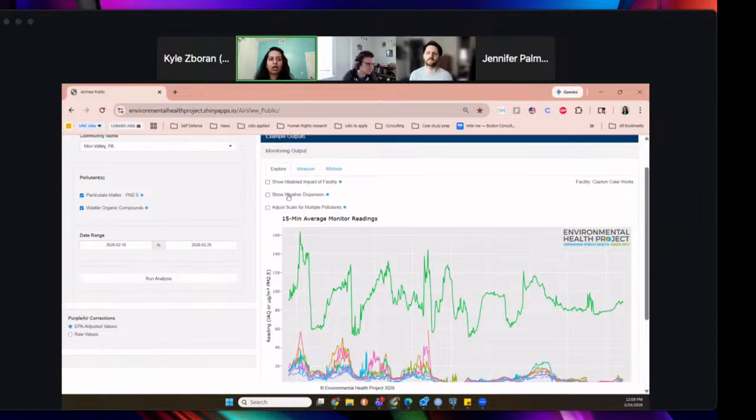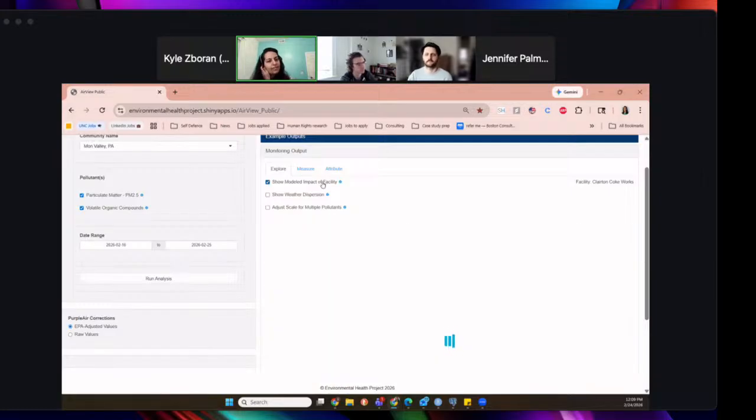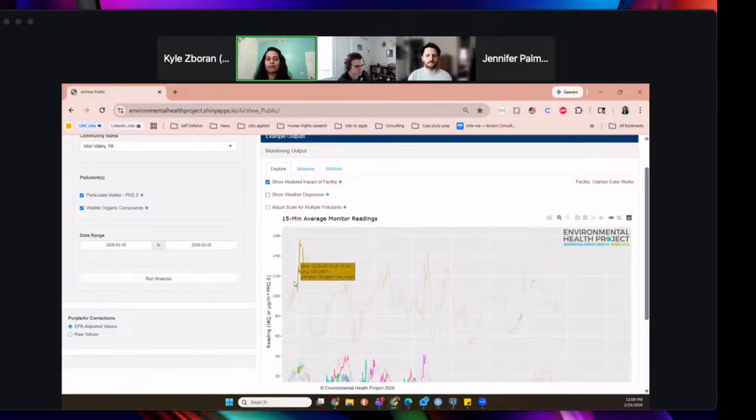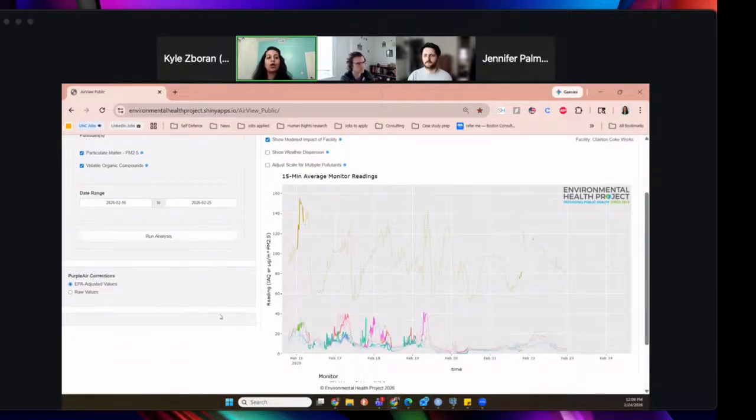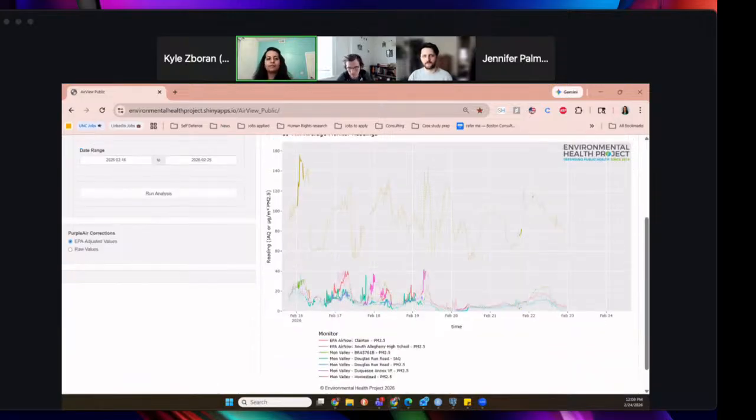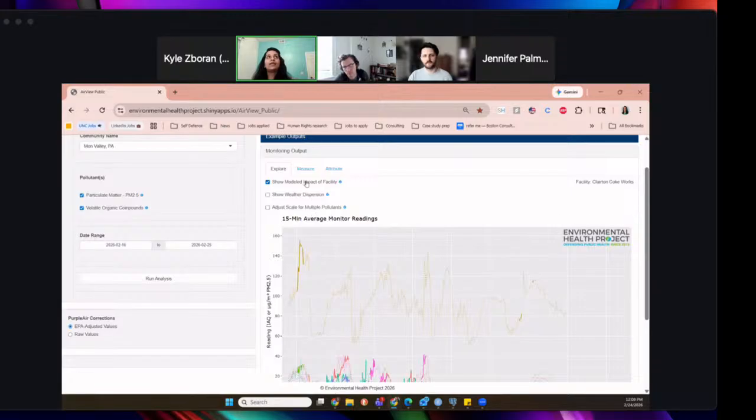We also provide some additional options. Now, if you select the modeled impact of facility, we display when a selected facility may be impacting each monitor based on a pollution dispersion model called the HYSPLIT modeling system. When a monitor is being impacted by emissions from a facility, its readings appear as solid lines, as you can see here or here. When emissions from a facility are not modeled to reach a monitor, the readings appear as dotted lines.